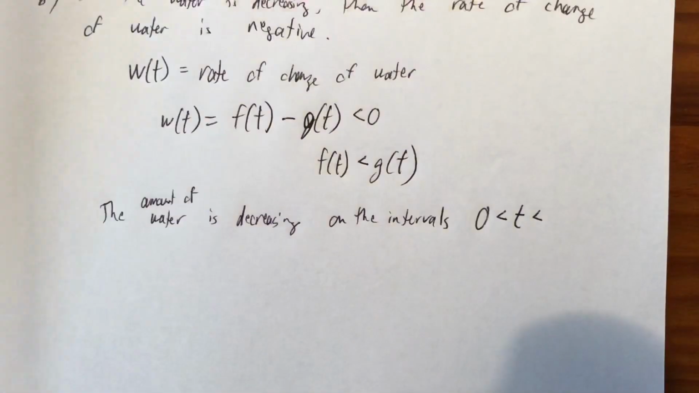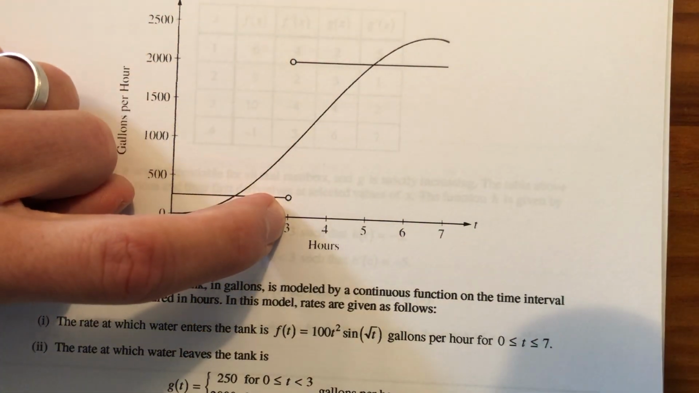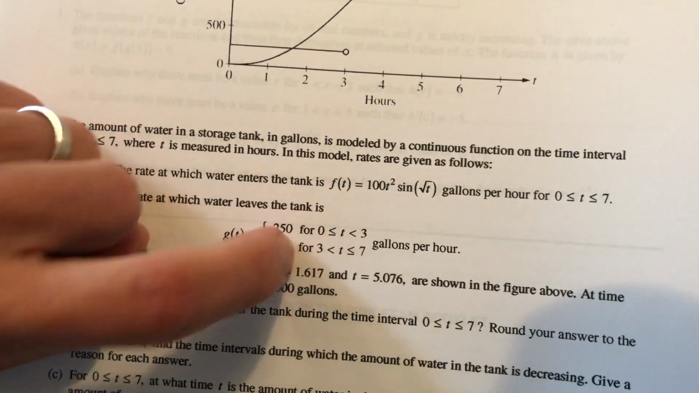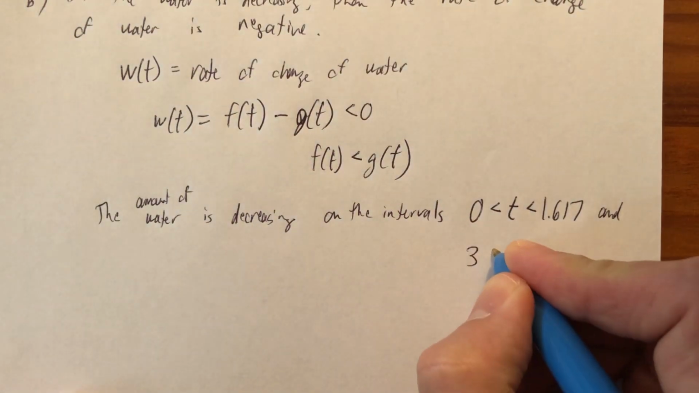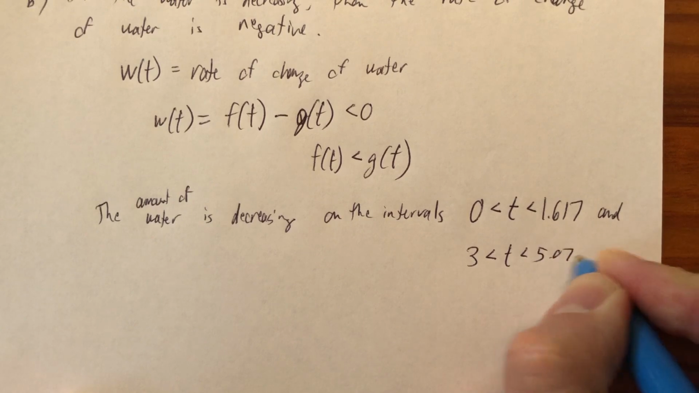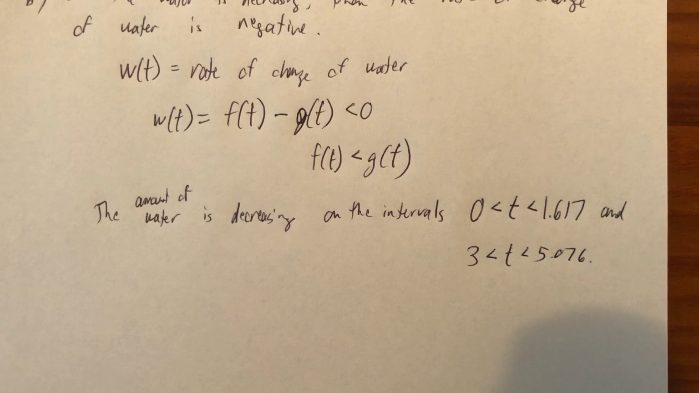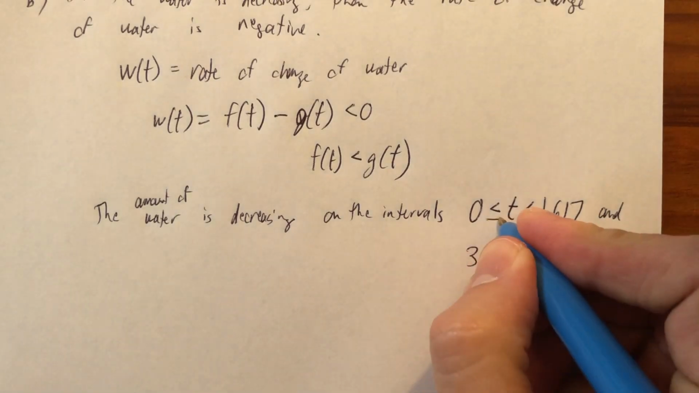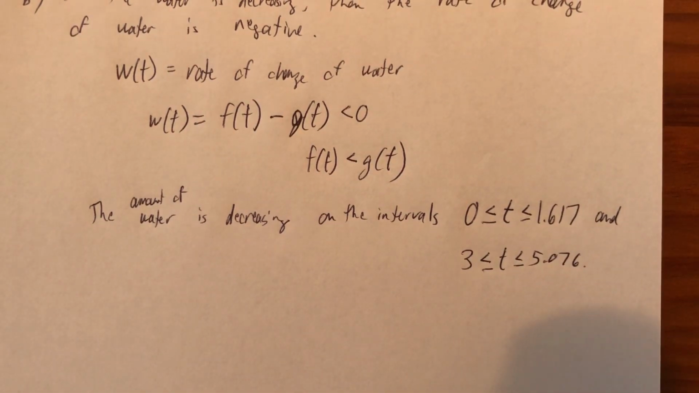Well, you can find that on your calculator, but they told you, so don't waste your time. 1.617, and from, well, here's the other one. From there, well, there is 3, and I know that because it lines up here, but I also know that because that's the breaking point of my piecewise function. So from 3 to here, which is 5.076, so 3 to 5.076. Okay, on their answer key, they put equal signs on all of those there, and I have never known them to be super picky about that, whether it's exactly equal there or not, but there you go.